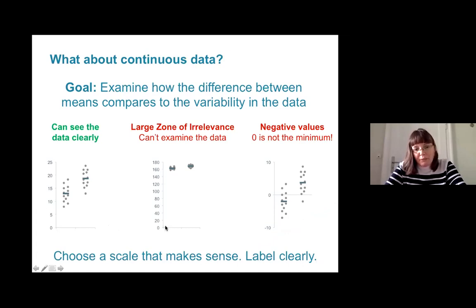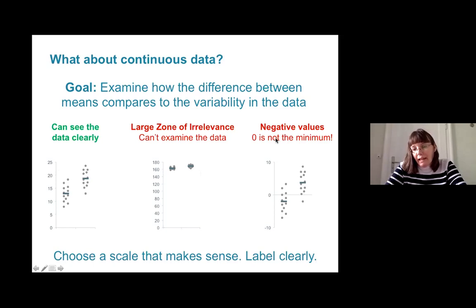When I look at the next graph, then I have a huge zone of irrelevance, and I have all my data points crammed into this tiny little space at the top of the graph. Now, remember, the goal of the graph is to help me examine how the difference in means compares to the variability in the data or the distributions and the amount of overlap between groups. And I can't see that information here because the data are all crammed into this very top segment of the graph. And so here we have a problem.